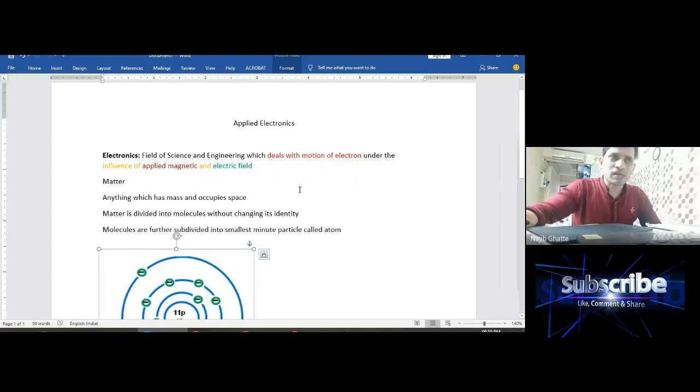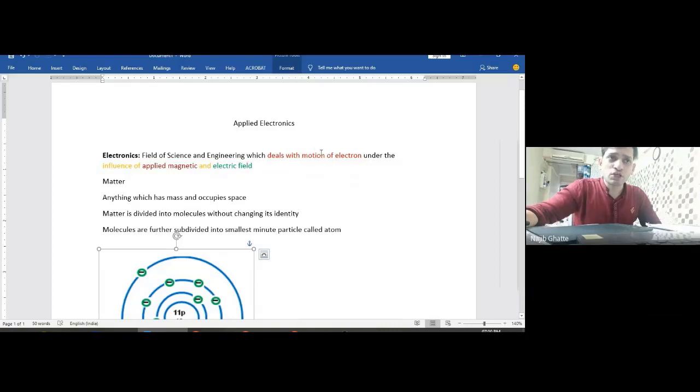Okay, let's try to understand this definition in much greater detail. Field of science and engineering deals with motion of electron, under the influence of applied magnetic and electric field. Means here we have to apply the magnetic or the electric field, and then we have to check how an electron moves. The question does arise, why do we speak about electron?